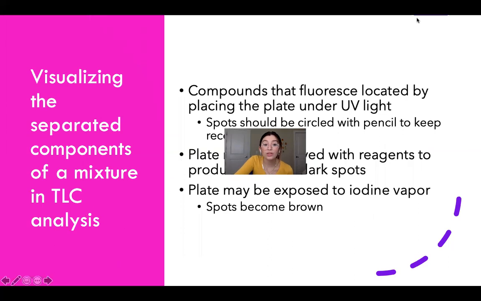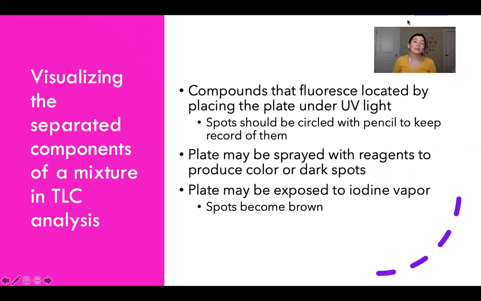Okay, how to visualize the separated components in a mixture on TLC. There are many ways to do it. We're going to use a specific way in lab, and you are going to see that on Wednesday. Compounds that fluoresce are located by placing the plate under a UV light. The spots should be circled, because if you take the UV light away, you can't really see them. So they should be circled with a pencil just to keep a record of them.